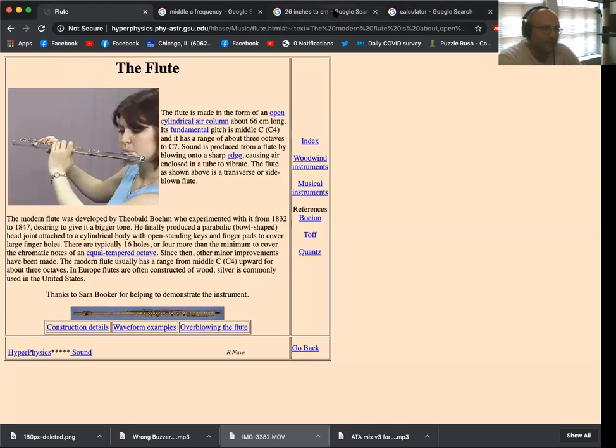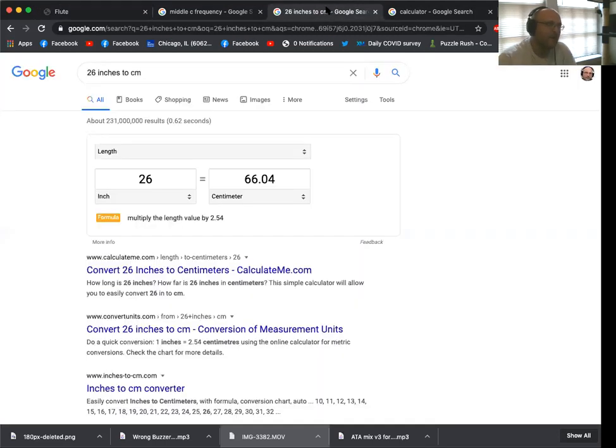What's the significance of this, though? All right. Another place I looked up flute facts. 66 centimeters is about 26 inches. It's actually not so different from a typical guitar scale length. But the flute, this is the flute length, and it's about 66 centimeters.